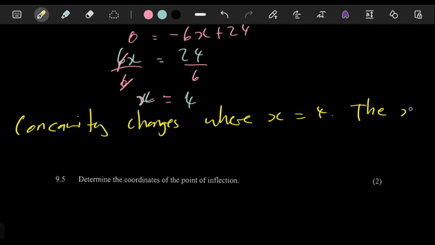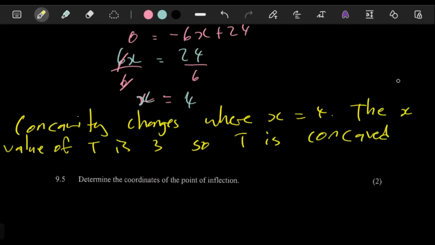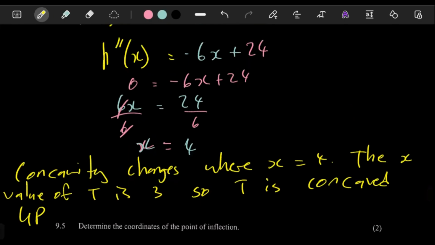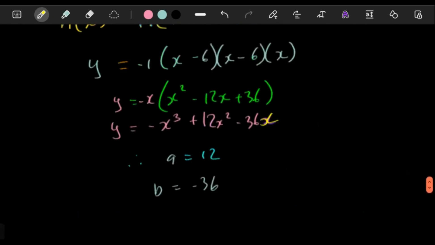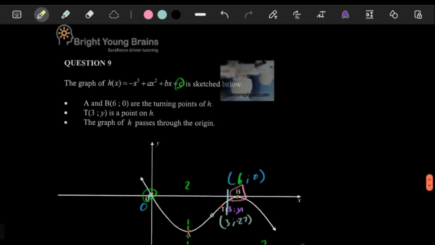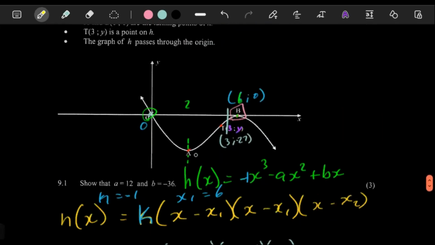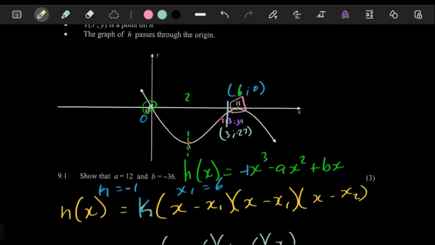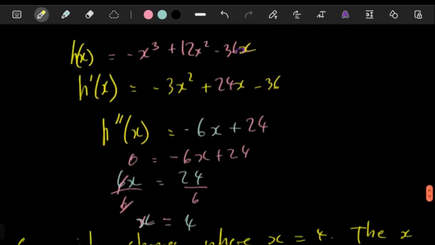The x value of t is 3, so t is concave up because the x value is before the 4. Because before the 4, the graph is still doing its smiling thing. So yeah, this is not to scale, but it is what it is. So here we say it is concave up. Just be careful with these kinds of questions.